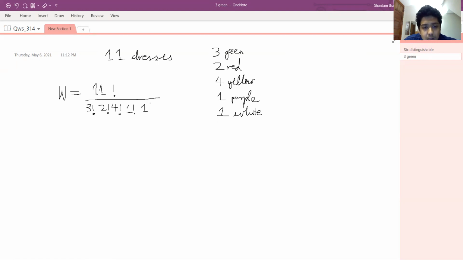Then there's also 1 of them. I would be overcounting by 1, basically trivial, meaning it doesn't change our expression because it is 1 factorial. I'm dividing by 1. So there you go. This is the number of ways you can arrange 11 dresses, where 3 of them are green, 2 of them are red, and so on. All right. And this ends up being, I think I calculated here, 138,600 different ways you can do this. Awesome. Great.